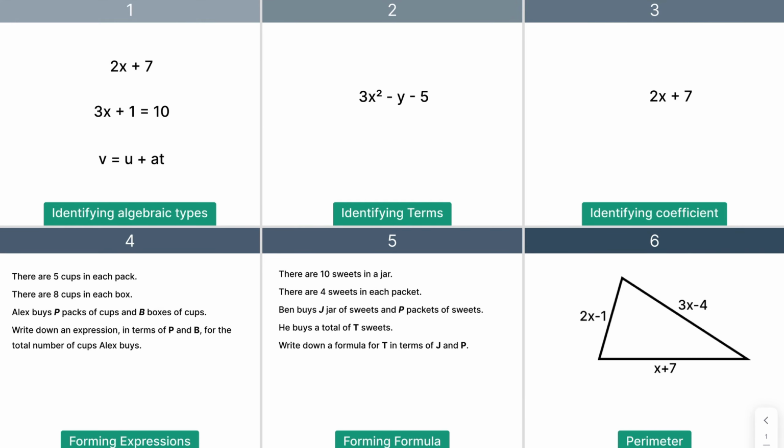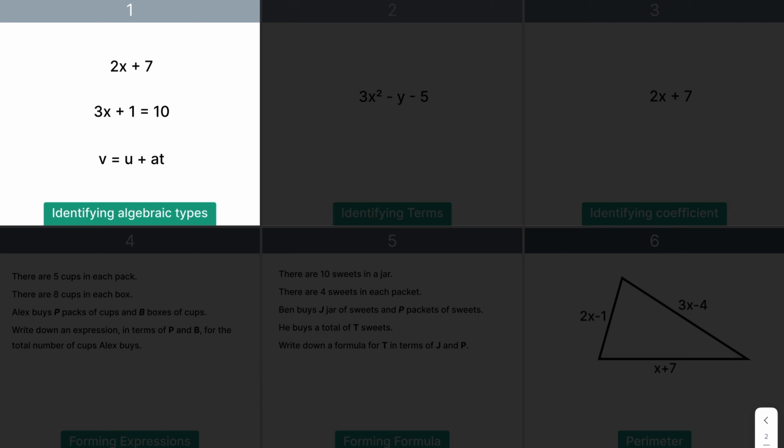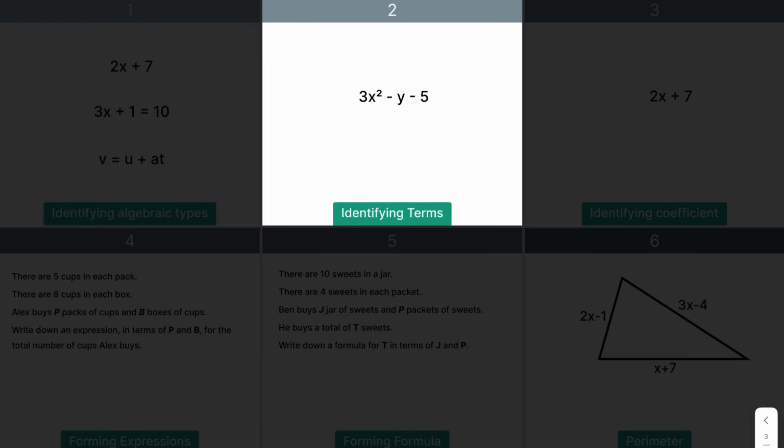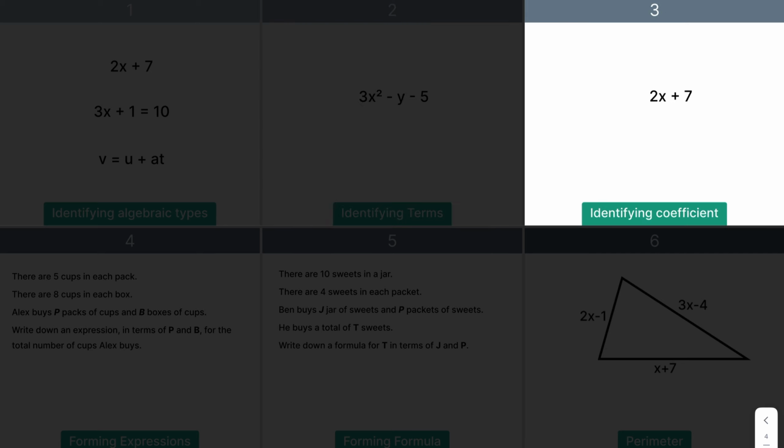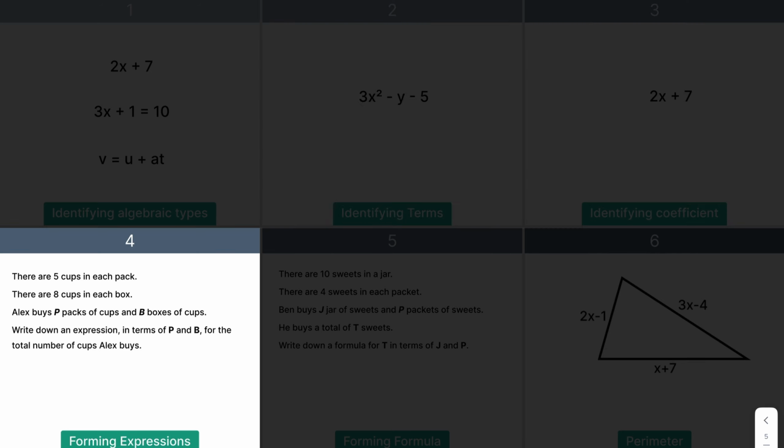Forming formulas and equations is what we're looking at in this video. It's split into 6 parts. So we're first going to start off by looking at the difference between an equation, a formula, and an expression. We're then going to look at identifying terms in an expression, and then identifying what a coefficient is.